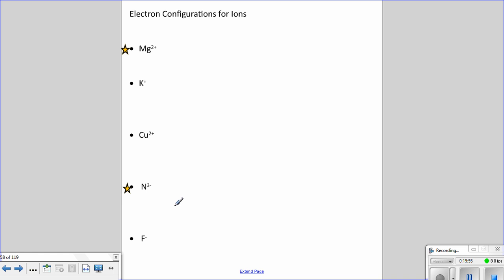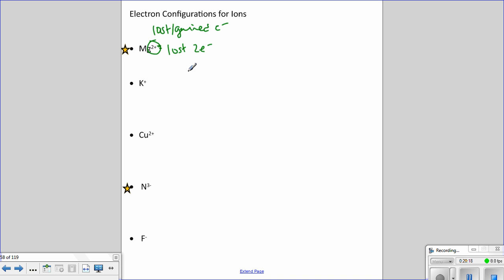All right, the couple of exceptions to electron configurations are the ones that relate to ions. Ions are different than their normal elements because they've got a charge. That means they've either lost or gained electrons. So looking at magnesium, it has lost 2 electrons. That's how it got this positive charge.